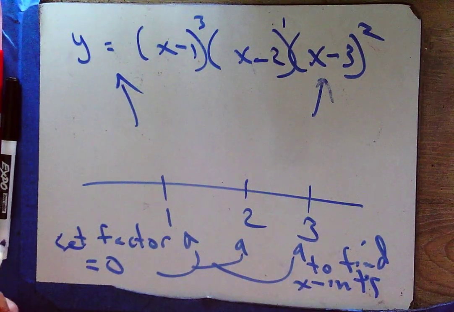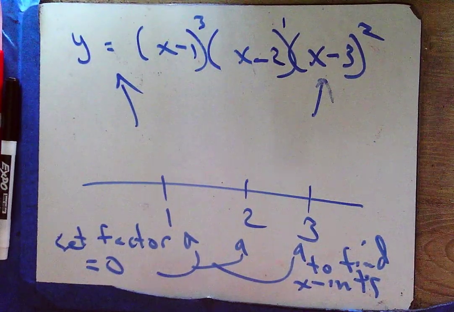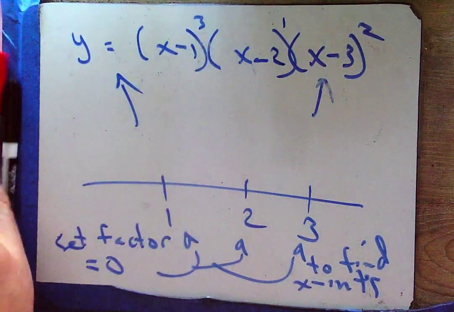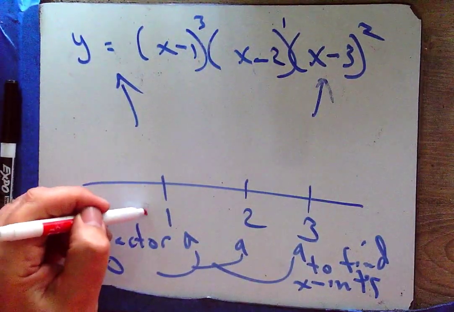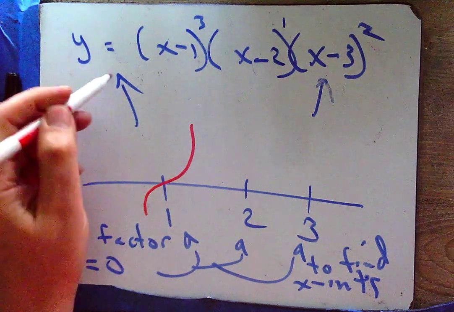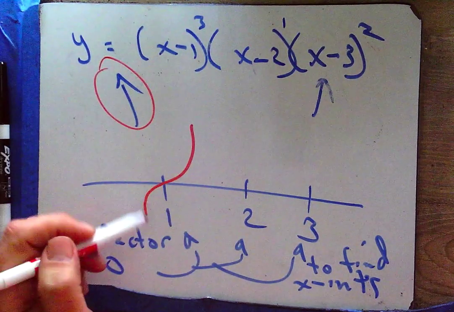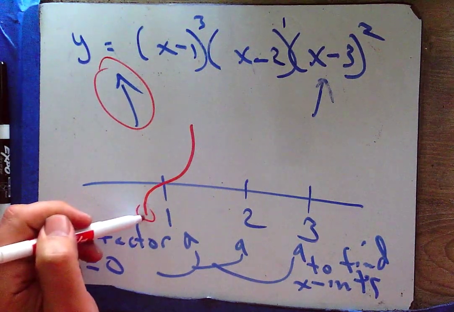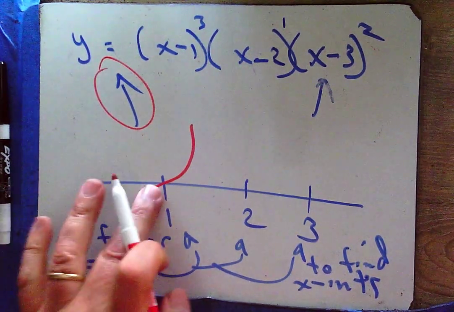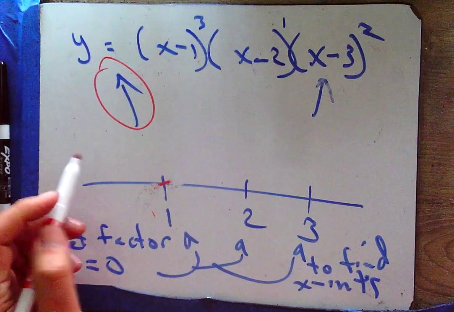Okay, now what's the shape we have through these points? Well, I see at 1 I'm supposed to wiggle. So, is this the shape? Remember, I'm starting here on the left side of 1. How am I going to get to that without crossing the x-axis? And the answer is I can't. So that's not my wiggle.